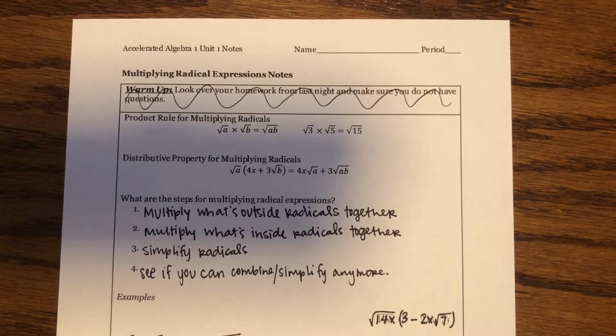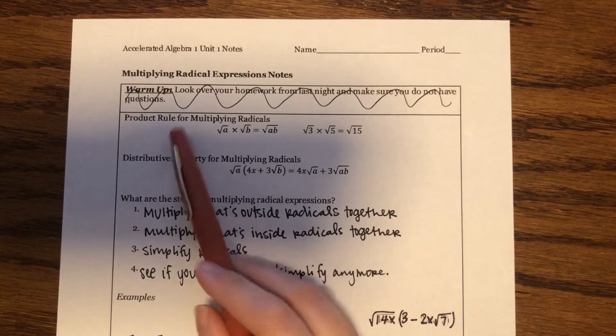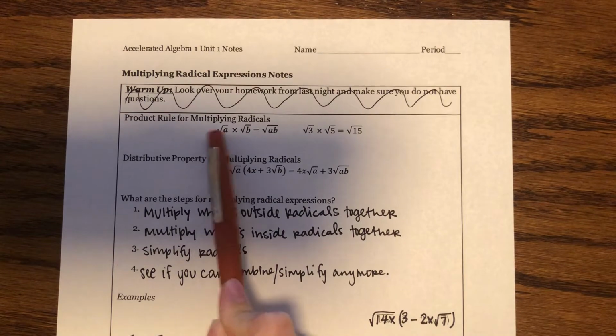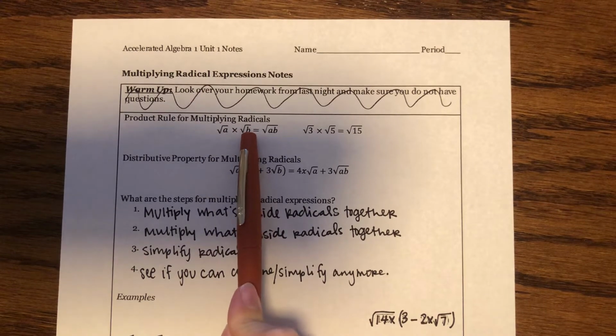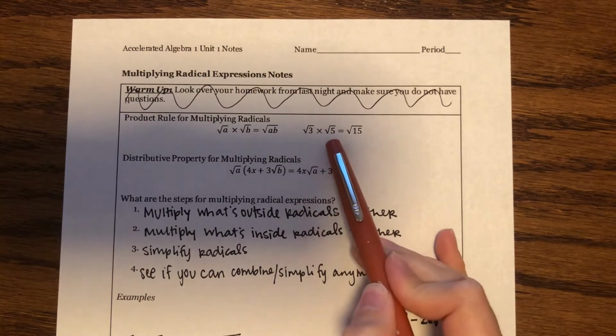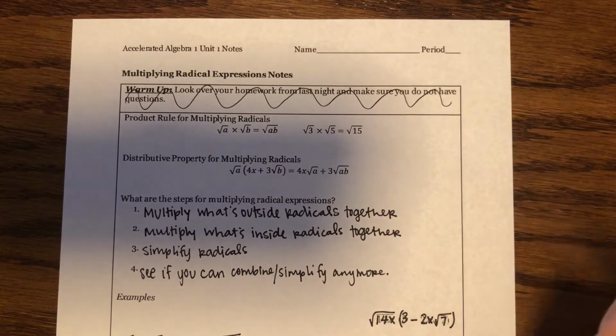Okay, so we are going to look at multiplying radical expressions. So the first thing, we have our product rule to multiply radicals, and if we have the square root of a times the square root of b, that means we have the square root of a times b. So square root of 3 times the square root of 5 is going to be the square root of 15.